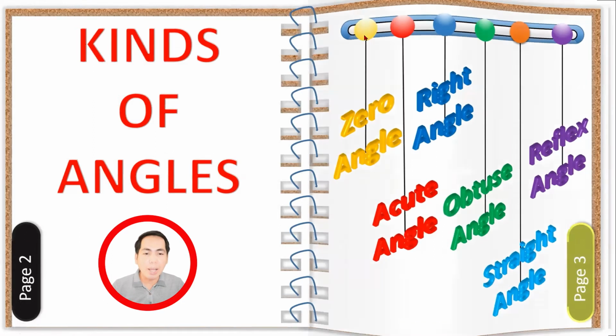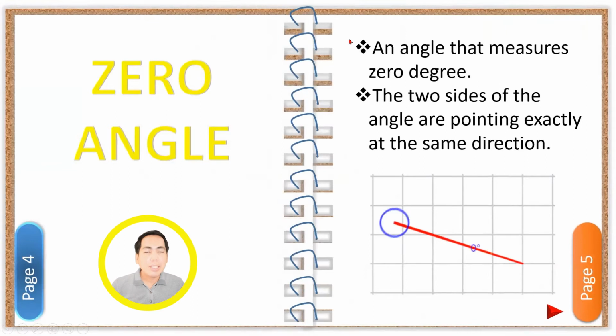What is a zero angle? A zero angle is an angle that measures 0 degree. When we have a zero angle, the two sides of the angle are pointing exactly at the same direction. So let us have this example. You notice the two sides are pointing at the same direction. That's why the measure of this angle is 0 degree. When we have an angle that measures 0 degree, it is a zero angle.